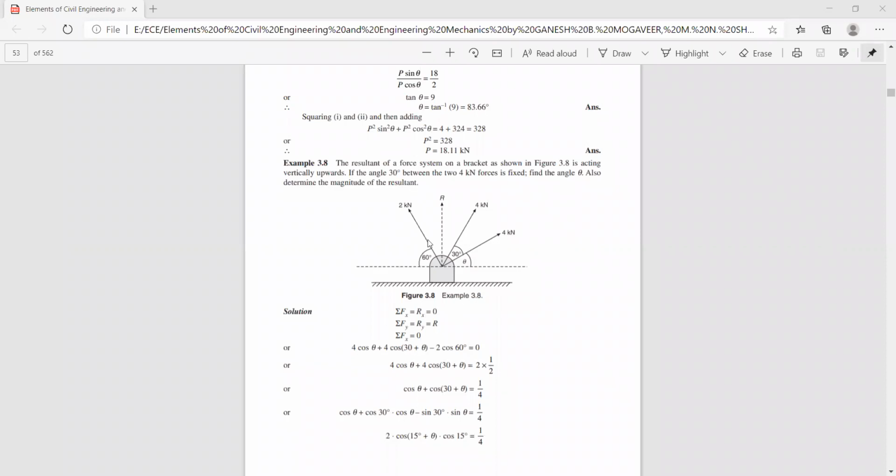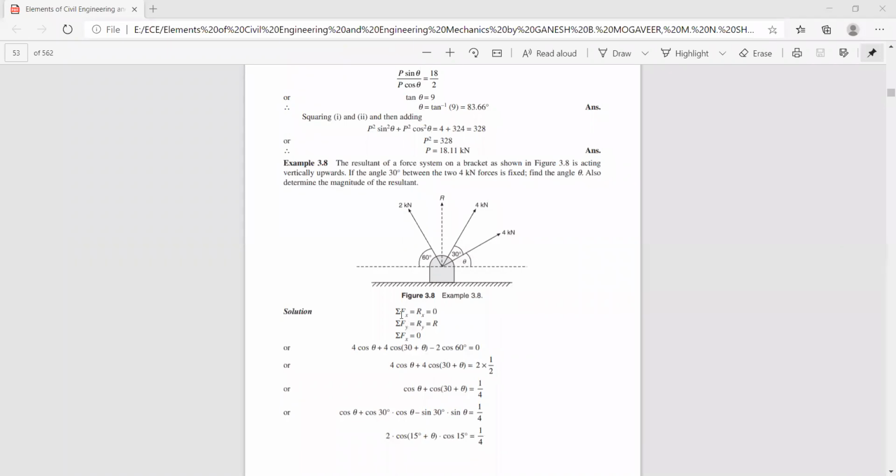Now we shall proceed with the problem. So here you have three forces. This angle is fixed, and you have one more force in the second quadrant, 2 kilonewton, which makes an angle 60 degrees with respect to the horizontal axis, and this angle you need to find.